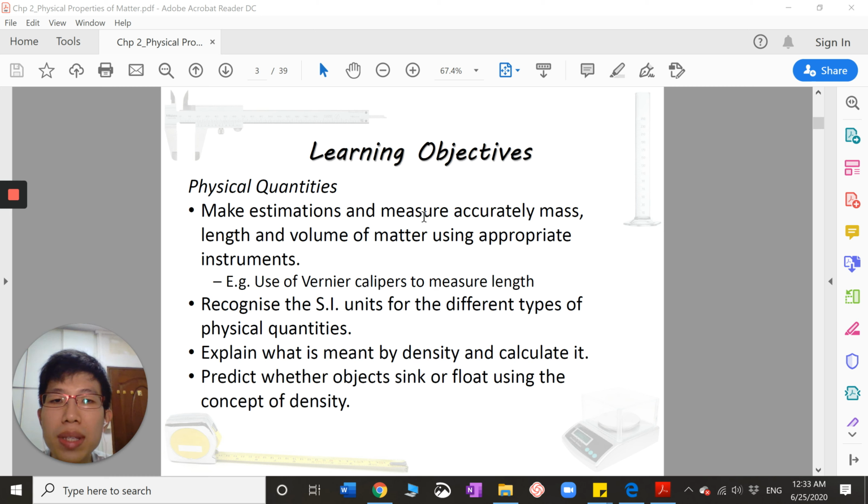Make estimations and measure accurately mass, length and volume of metal using appropriate instruments. You need to identify what SI unit you need to use for different types of physical quantity, and explain what is meant by density and calculate it. And lastly, predict whether an object will sink or float using the concept of density. For these learning objectives over here, I have already rephrased them into a question base.